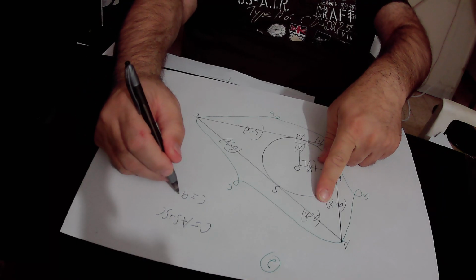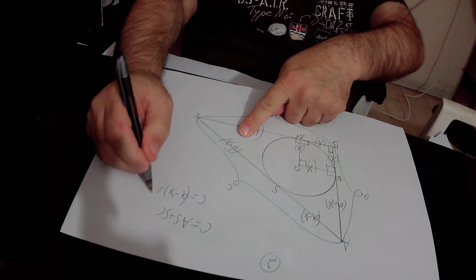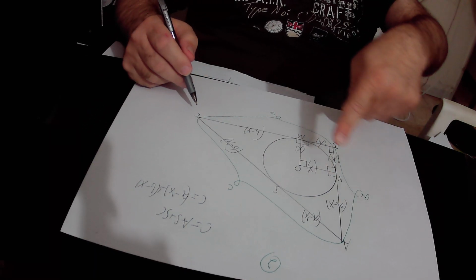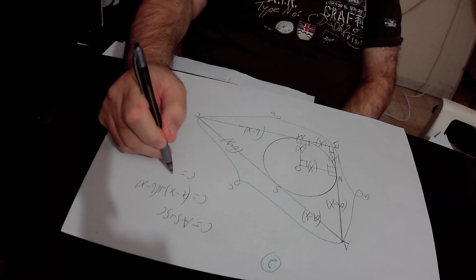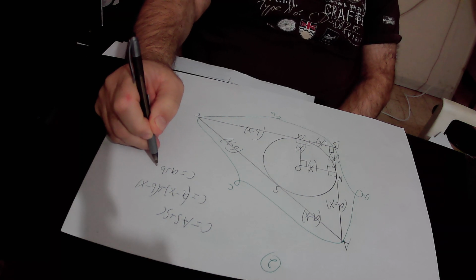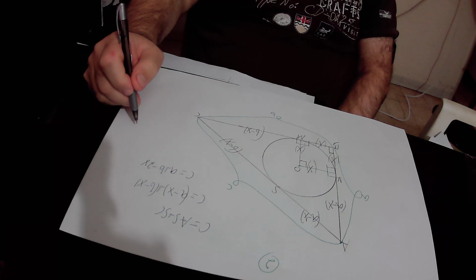That is to say, the hypotenuse AC that is equal to C, according to our definition, equals AS, which is A minus X, plus SC, which is B minus X. So in total, we found out that the hypotenuse AC of the right triangle ABC equals A minus X plus B minus X. That is to say, C equals A plus B minus 2X. So C equals A plus B minus 2X.